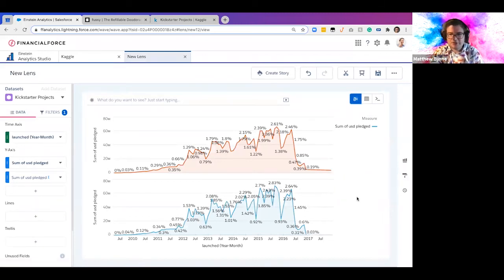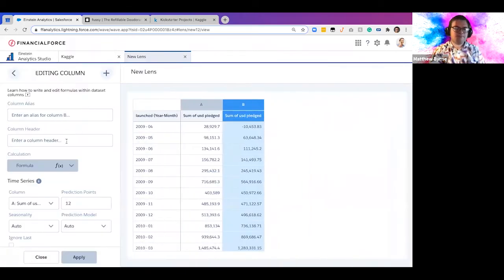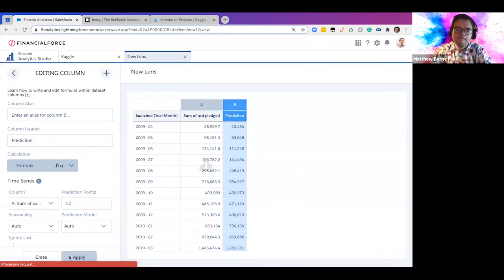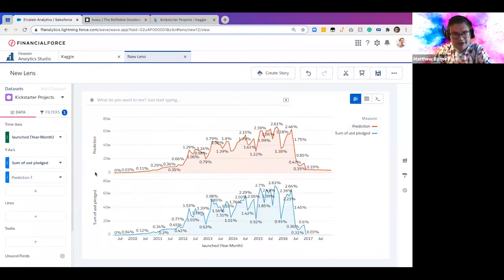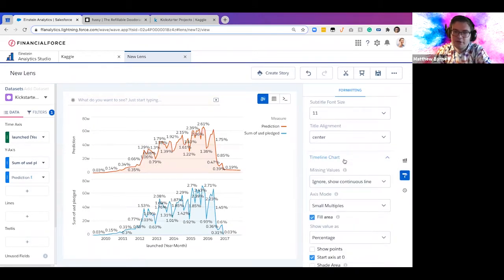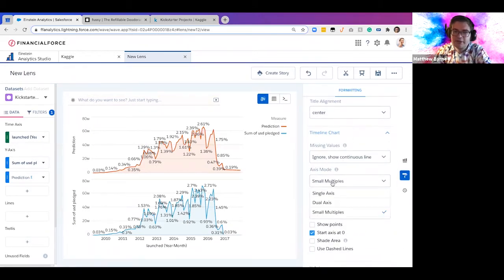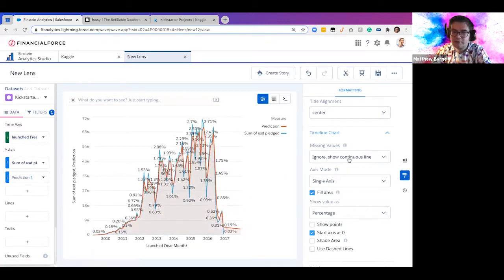Okay, and we can see that they're called the same thing. So let's just rename these. I'm going to call it prediction. Okay, we've got our prediction column. We can see that the prediction is looking pretty similar to the data underneath. And to see how similar it is, we can make it so that it uses a single axis and lines things up.